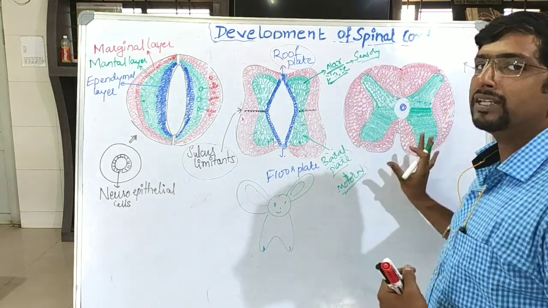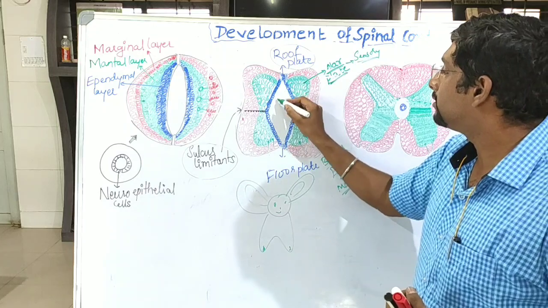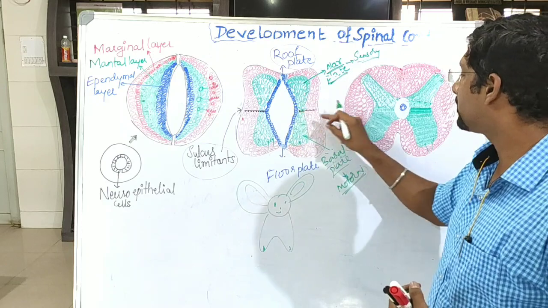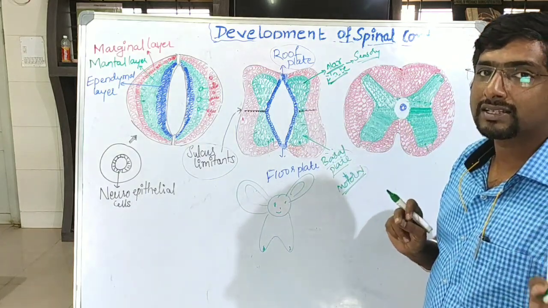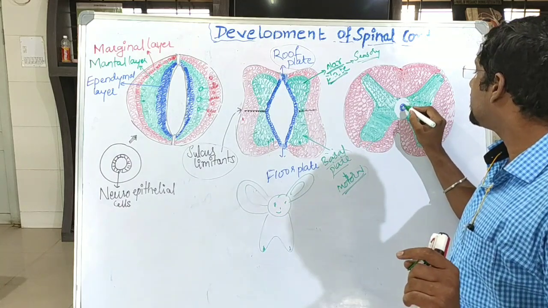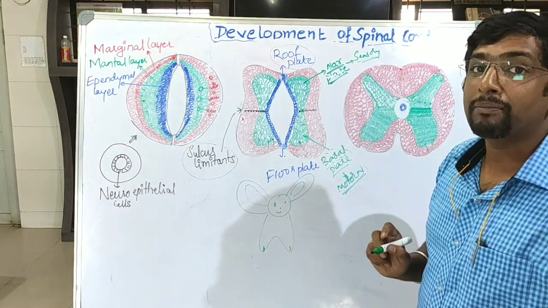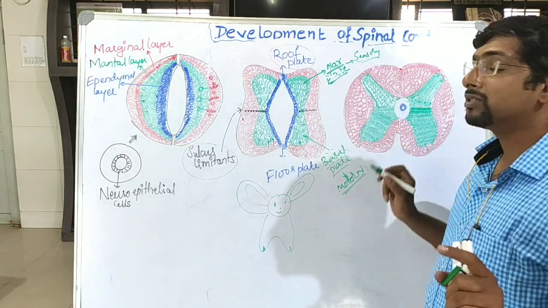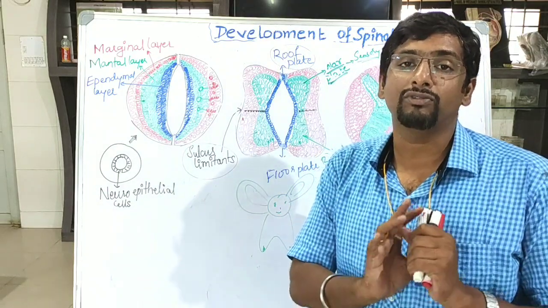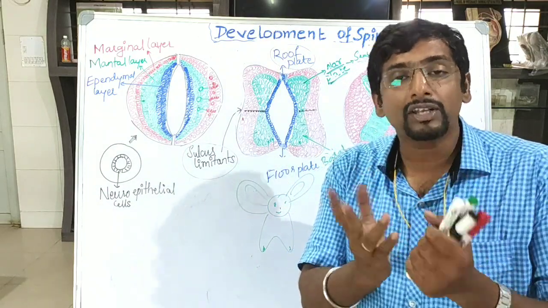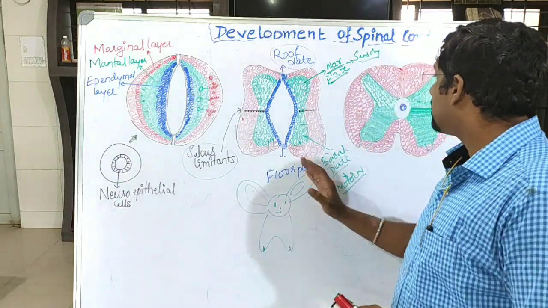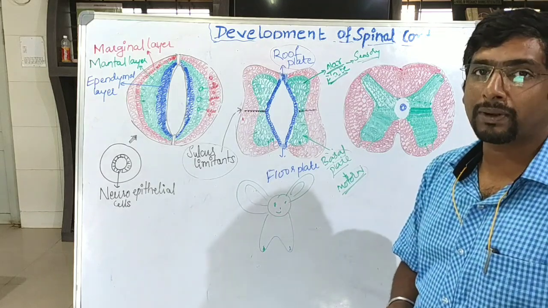As this development takes place, the large cavity which was present previously will become very small and be retained as the central canal of the spinal cord. And what are the cells covering the inside of the central canal? They are ependymal cells. Remember, ependymal cells form the inner layer of the ventricles and the inner layer of the cavities of all parts of the CNS. Okay, this is about the development of the spinal cord.